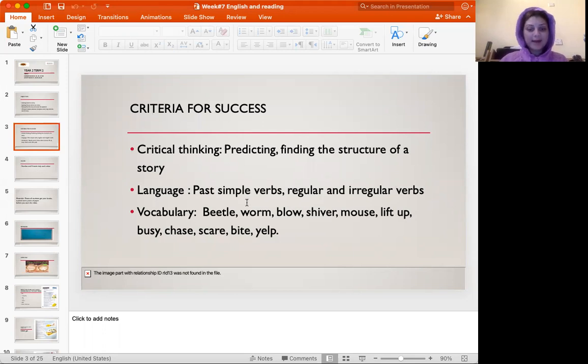The vocabulary we have this week is beetle, worm, blow, shiver, mouse, lift up, busy, chase, scare, bite, yelp.